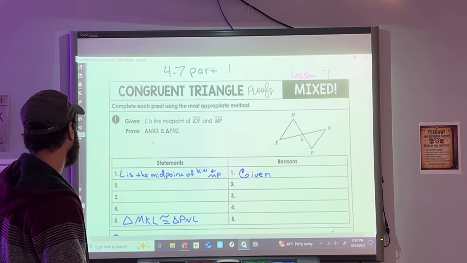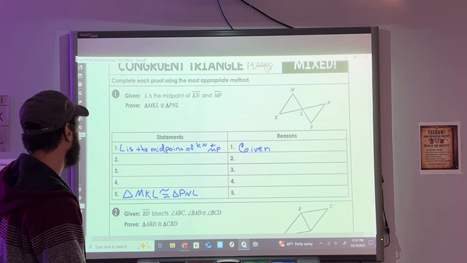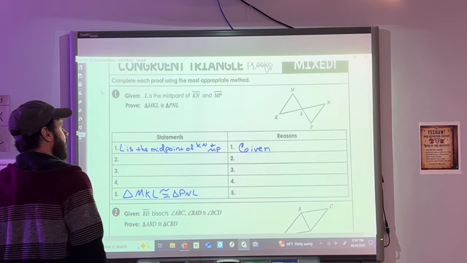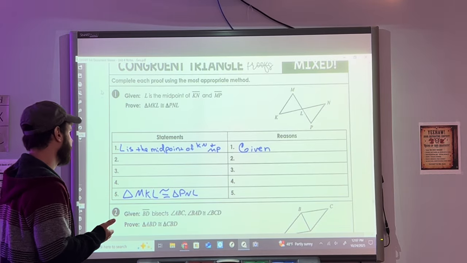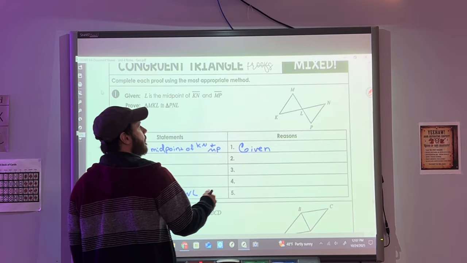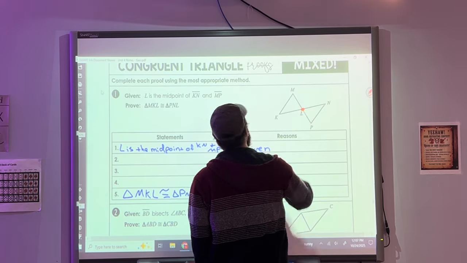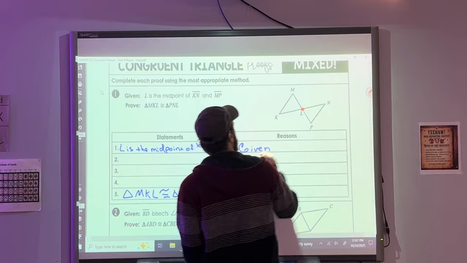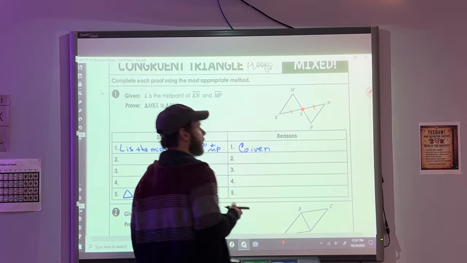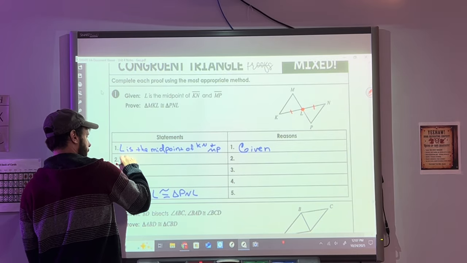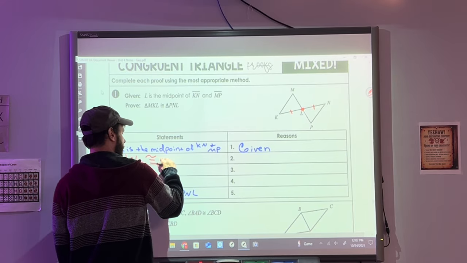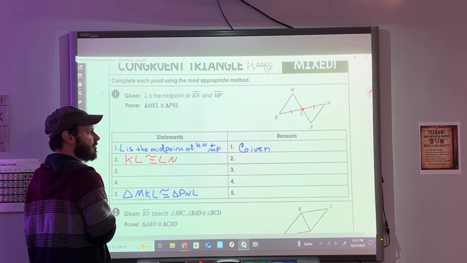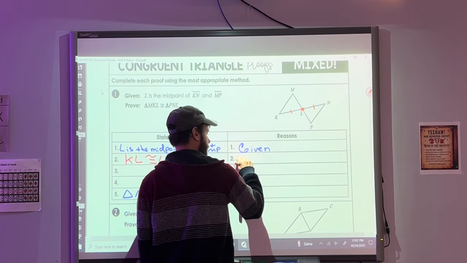Okay, so I've gone in and pre-filled in pretty much all of these for you. So I'm just gonna go in and label the pictures and we're gonna see what we have. L is the midpoint of KN. So that piece is congruent to that piece. I will say that KL is congruent to LN, and the reason is definition of midpoint.